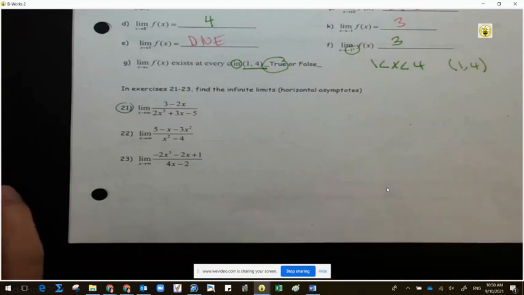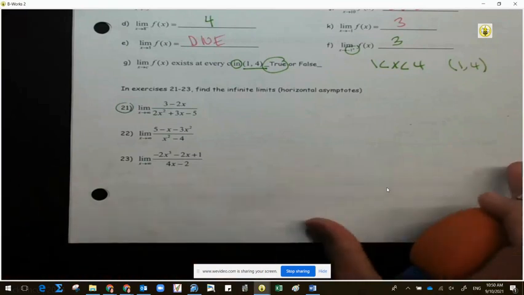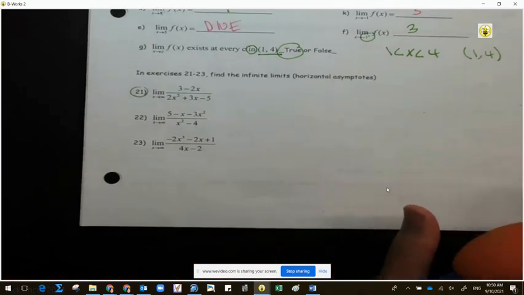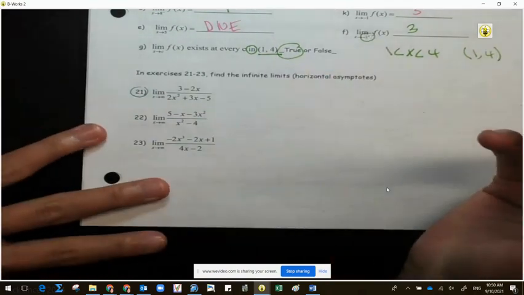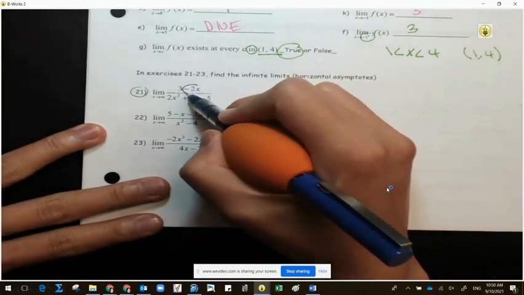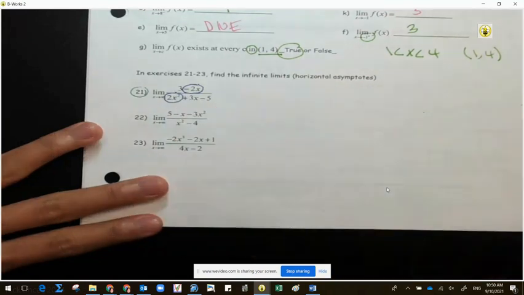Okay, let's find the infinite limits. And there could be horizontal asymptotes, meaning it could level off to a specific number. The rule on this one, only if it's reaching infinity, is the following. You take the biggest value on the top and the bottom.